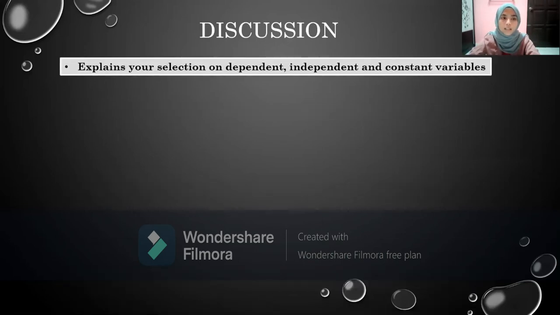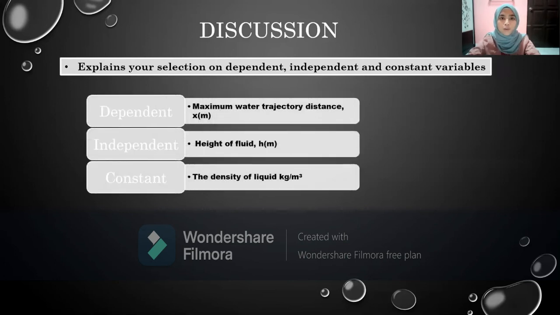For the first question, explain your selection of dependent, independent, and constant variables. Basically, the dependent variable is what we want to observe, the independent is what we keep changing during this experiment, and the constant is what we always keep the same. The dependent one is the maximum water trajectory distance, because we want to observe it. The independent one is the height of fluid. And the constant is the density of liquid, or density of water.